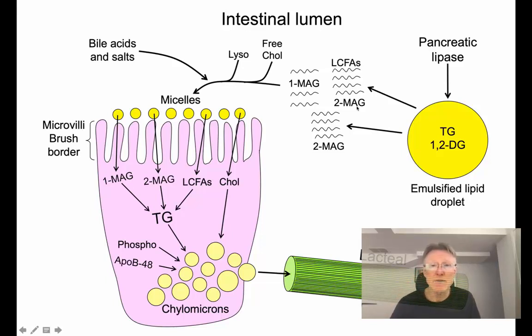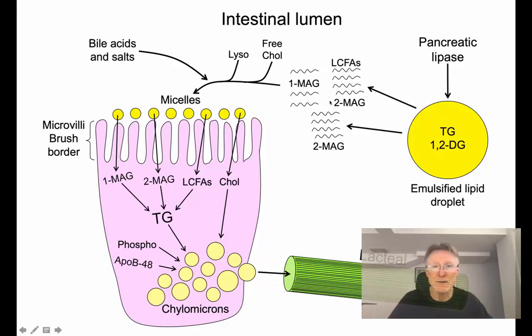You also have 1-MAGs, that is, you took off the position 2, but the fatty acid esterified to the carbon 1 of the glycerol still remains. So it's 1-MAG because it's carbon 1, 2-MAGs is because it's carbon 2. And also you have some long chain fatty acids that are completely free from glycerol.